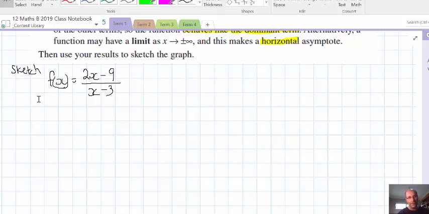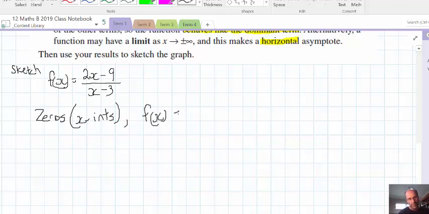We're going to sketch the rational function f of x equals 2x minus 9 over x minus 3. So we're going to find the x-intercepts. The x-intercepts are when f of x equals 0. So let's do that first. So the zeros, or x-intercepts, okay, and that's when y equals 0, or in other words f of x equals 0.